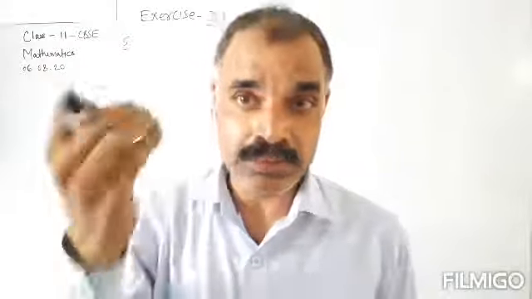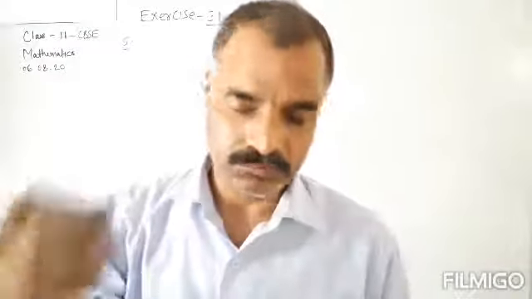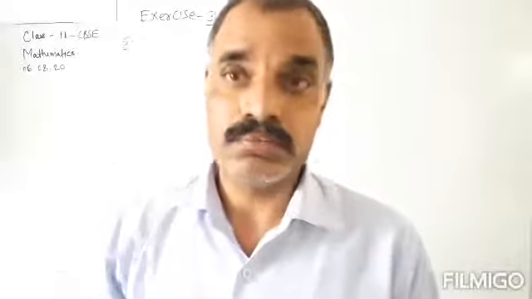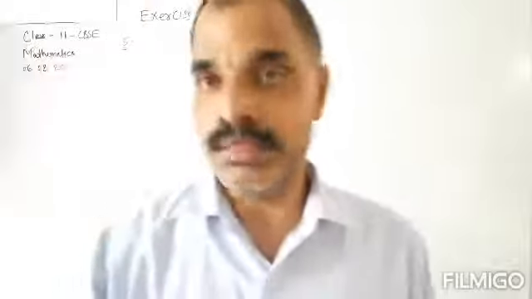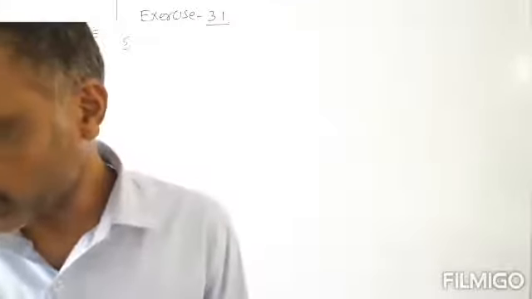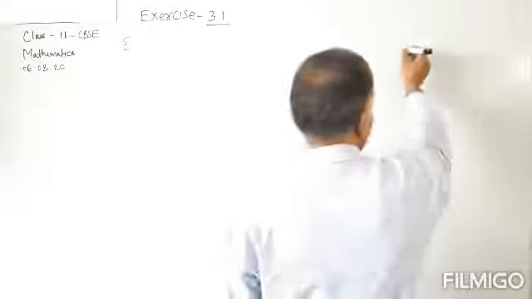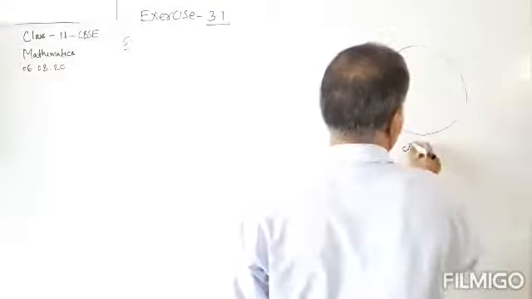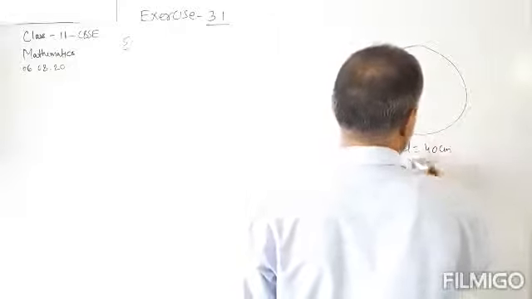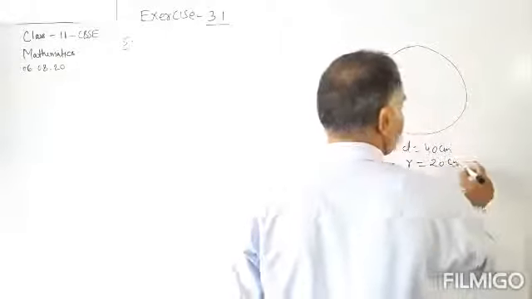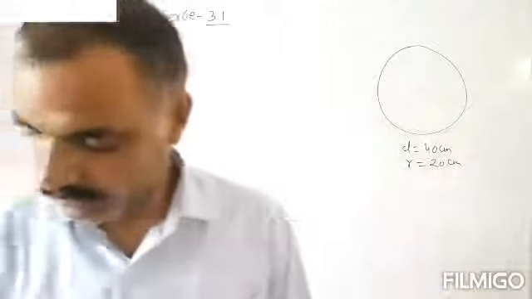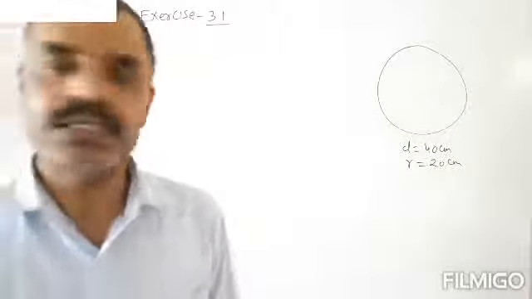Question number 5 is, in a circle. I am reading the question; you have to listen, or you have to see the notebook, NCERT page number 55. Question number 5: in a circle of diameter 40 centimeter, the diameter of the circle is given as 40 centimeter, that is, radius equals 20 centimeter. Radius is half of the diameter. The length of a chord is 20 centimeter.